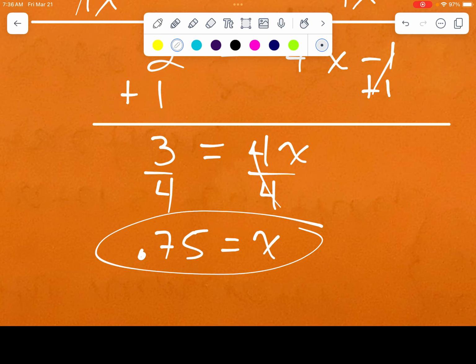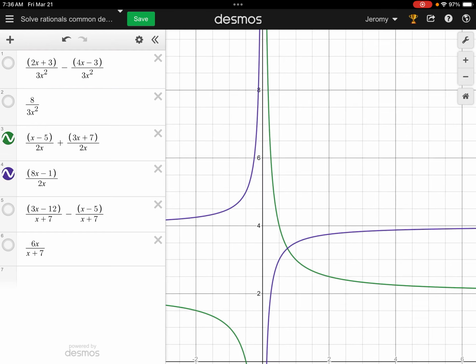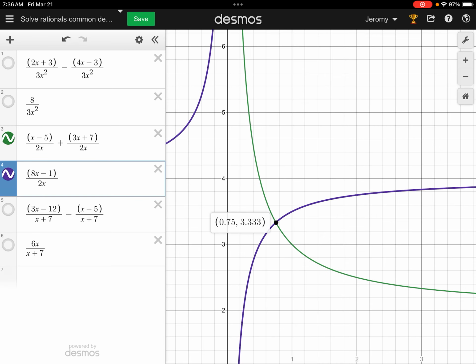Let's take a look at what that looks like graphically. So we're putting the left side in F1, we're putting the right side in F2, we're looking for an intersection, and if you're not sure where it is, you can see that right here by just tapping on the graph, and we have our answer of 0.75.